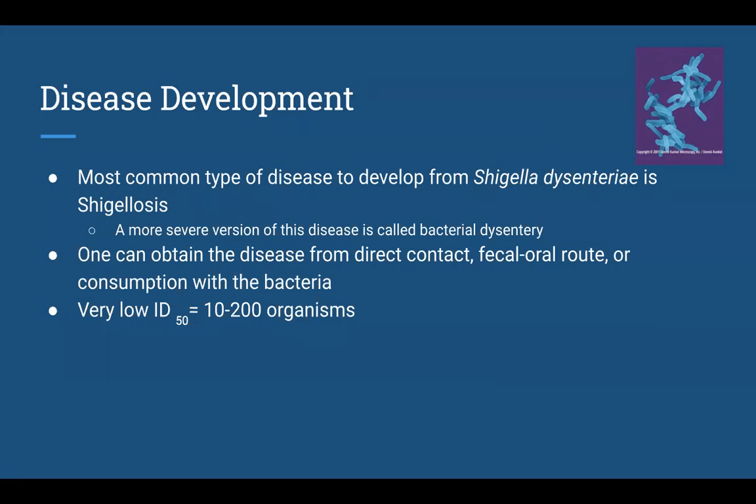Something unique about this bacteria is that it has a very low infectious dosage rate, which means that it only takes about 10 to 200 organisms present in the food you eat or on the person that's infected to cause the disease, shigellosis.